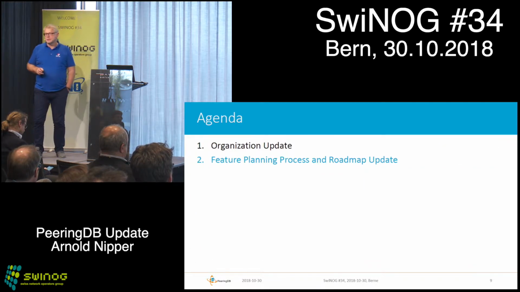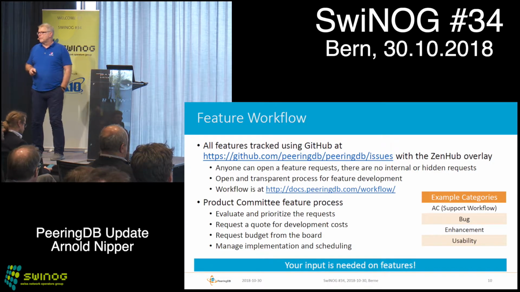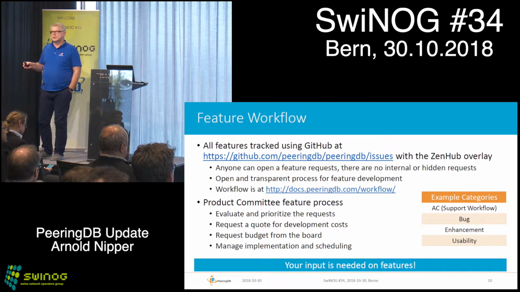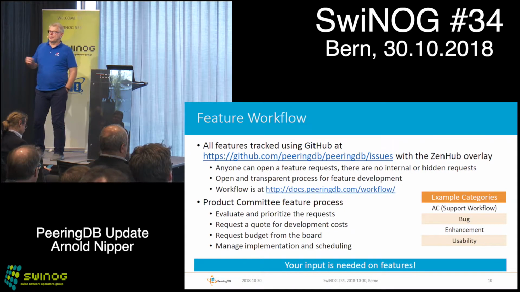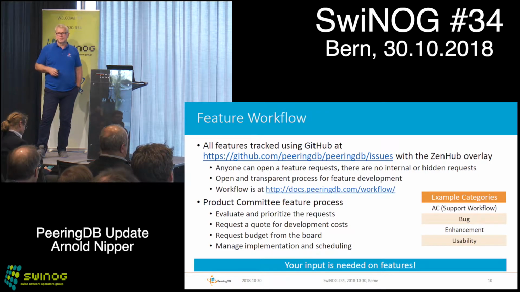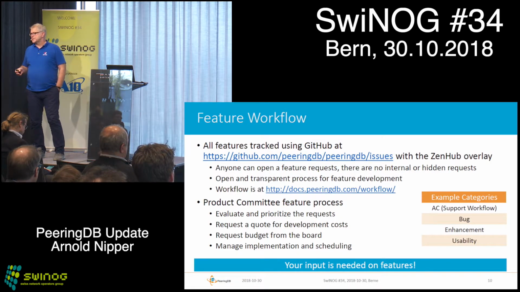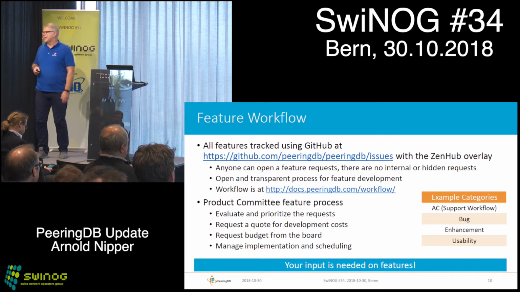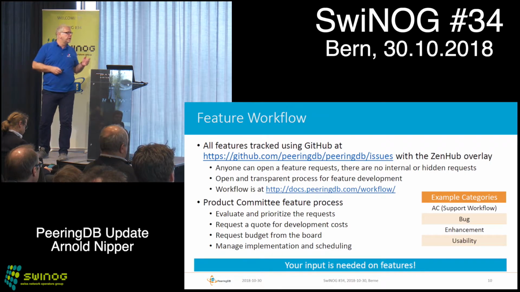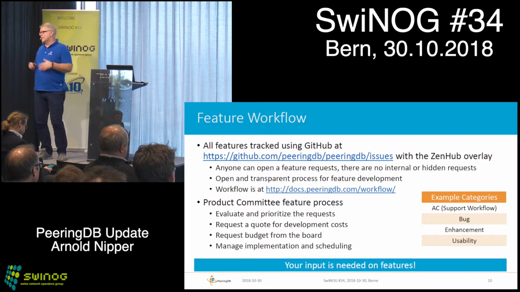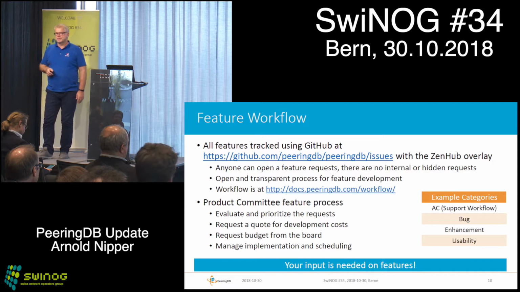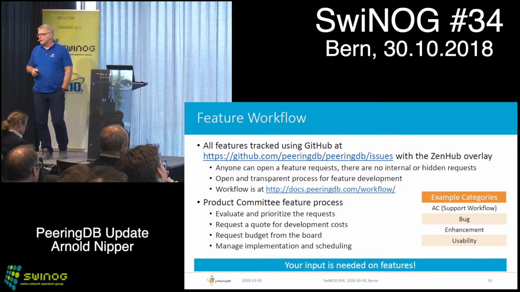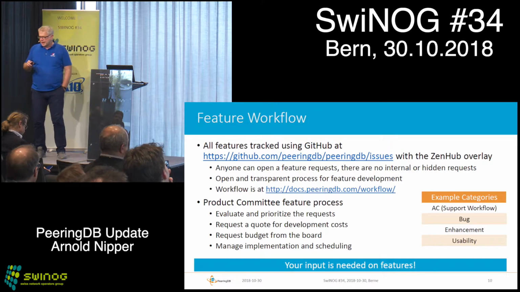So next is to let you know what the feature workflow looks like. I already told you the product committee takes all the requests, and then we go back and forth with the users who made the request to see what the feature really is. From there, if it's only a small feature or a bug, then it's directly implemented. If it's a bigger one, we get a request for a quote from our development partner, which currently is 20C. Then the budget gets approved by the board and it will be implemented.